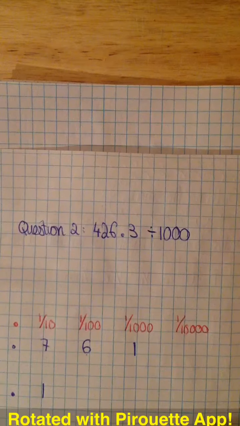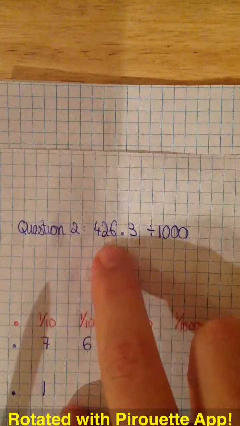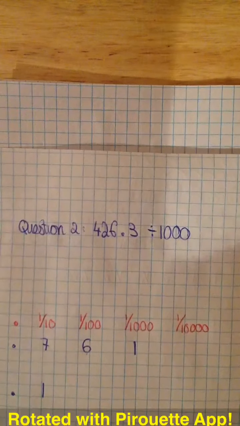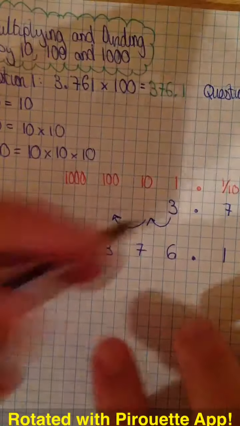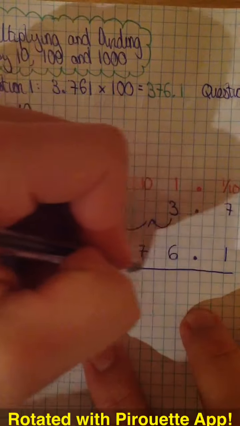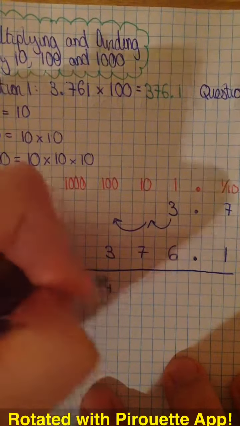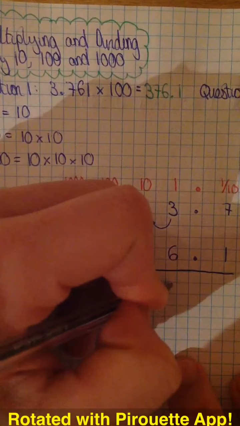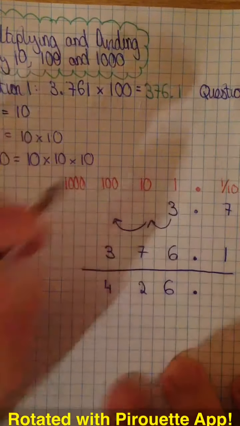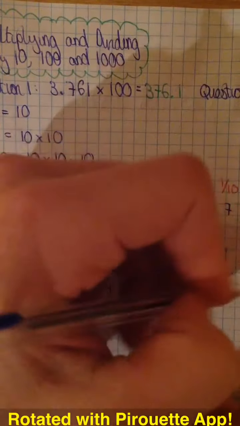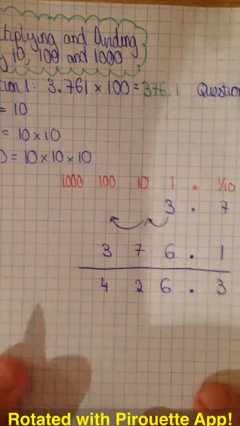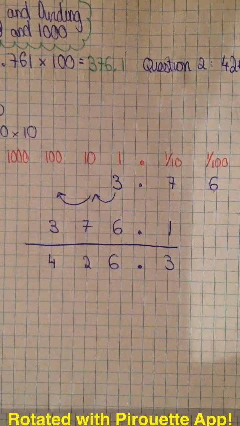Right, question 2. 426.3 divided by 1000. Right, this question, although it is probably slightly harder because it's division rather than multiplication, is almost exactly the same. I'm going to write 426.3 into my table. So I'm going to make some space down here. It's a new question, so I'm going to put a quick line so I don't get confused. I'm going to have 4 hundreds, 2 tens, 6 ones, must never forget my decimal place, 0.3. So I've now written 426.3 into my table.